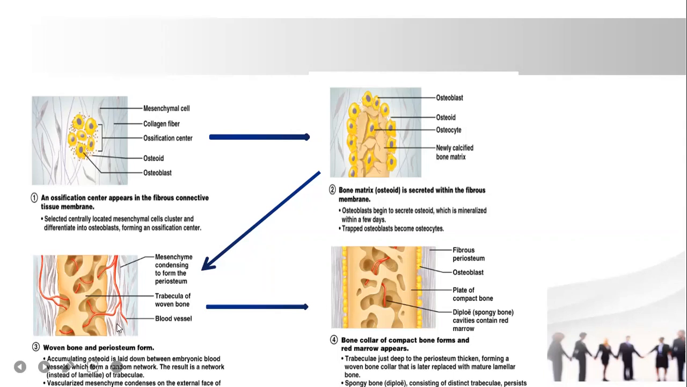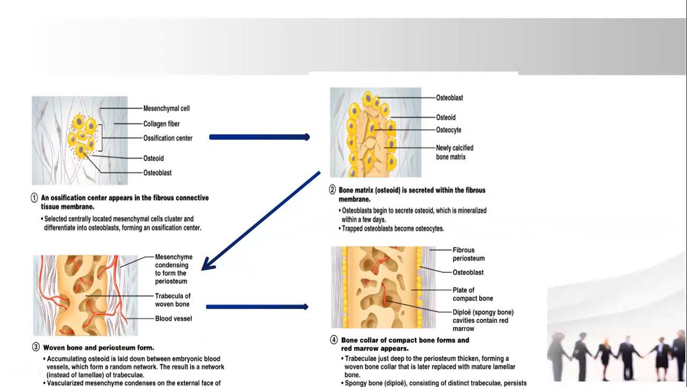Moving to this other one, we have mesenchyme condensing to form periosteum. Trabecula of woven bone is here. Then the blood vessels are starting to get into the newly formed bone. So accumulating osteoid is laid down between the embryonic blood vessels, which form a random network. The resulting network, instead of lamellae, forms trabeculae.